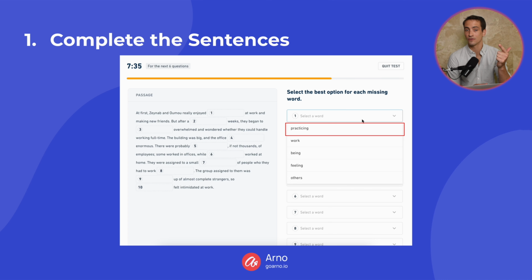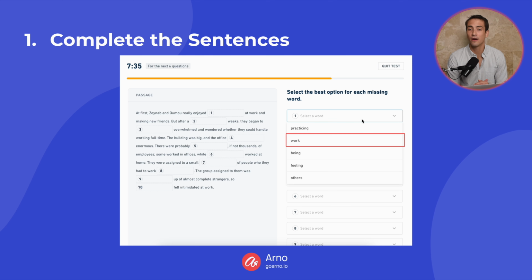So then we have to ask ourselves the second question, does it make sense? Well, at first, Zainab and Omu really enjoyed practicing at work and making new friends. What do you think? I don't think that really makes sense. So practicing at work, we don't really practice at work. We practice hobbies or sports or music, but we don't really practice at work. Also, practicing doesn't really connect with making new friends. So I don't think that this is the correct answer.